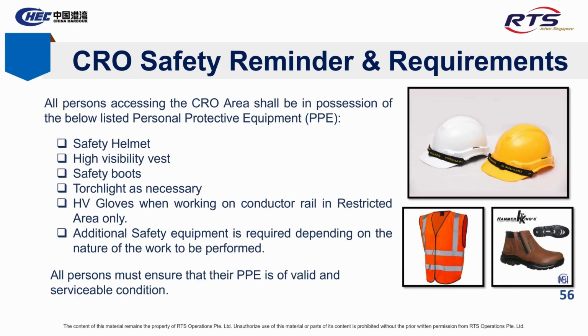Slide 56. Personal Protective Equipment, PPE. All personnel must wear required PPE before entering the CRO area: helmet, high-vis vest, safety boots, and torchlight if needed. HV gloves are compulsory when working on the conductor rail in restricted areas. Ensure all PPE is valid and in good condition. Additional PPE may be needed based on the job.